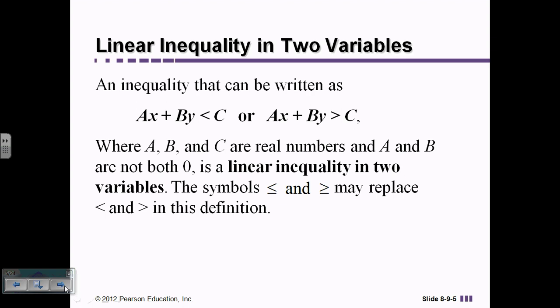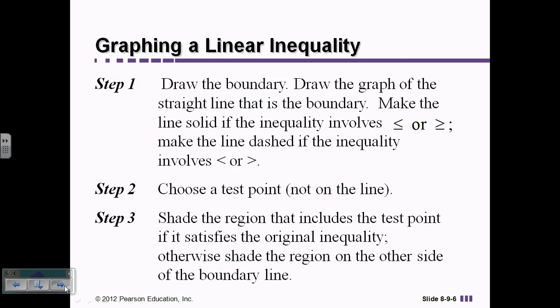So what we're looking at here is an inequality, it's just in the form of ax plus by is less than c or greater than c or less than or equal to c or greater than or equal to c. So we're just looking at lines that we're going to be looking at the graphs of these lines. So the first step is to draw the graph. So we're going to pretend that it's an equality and determine what the slope is and what the y-intercept, and we're going to graph the line.